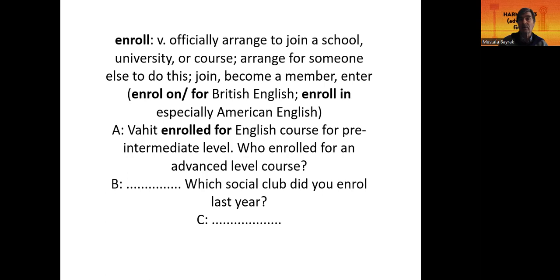Enroll on or for in British English, for example, and enroll in in American English. This is really important. You can enroll on the school or for school in British English, but you enroll in school in American English. The dictionary says like this. Wahid enrolled for an English course for pre-intermediate level. Who enrolled for an advanced level course? Halit enrolled for an advanced level course.